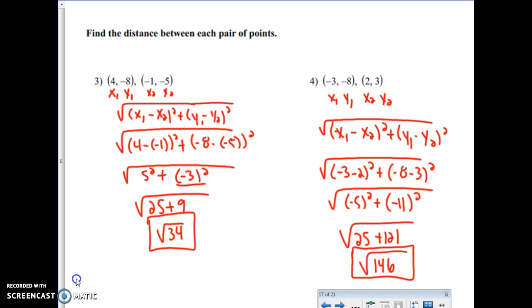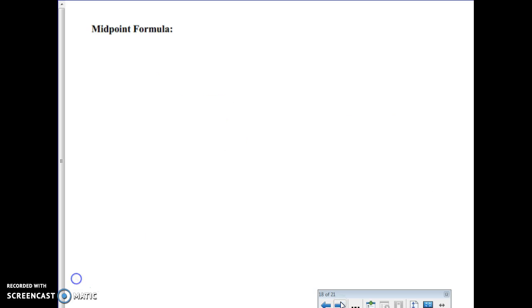Same idea. If I square a -5, I get a +25. If I square a -11, I get a +121. So that's the distance formula. Next part that I want to try to work out with you guys is something called the midpoint formula.